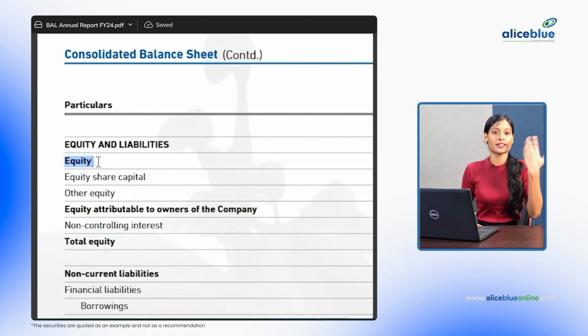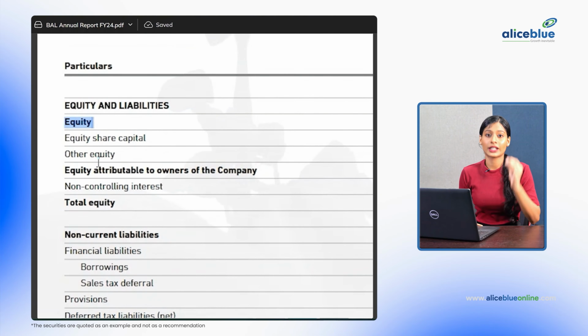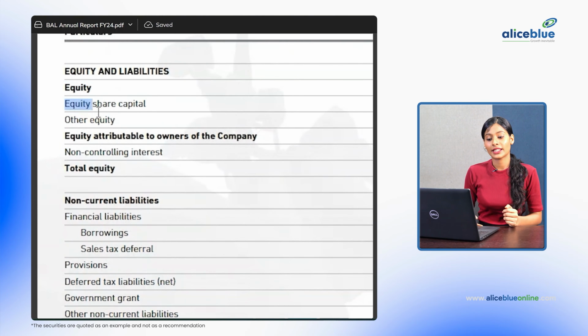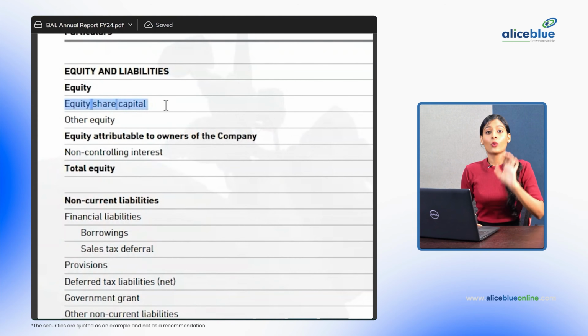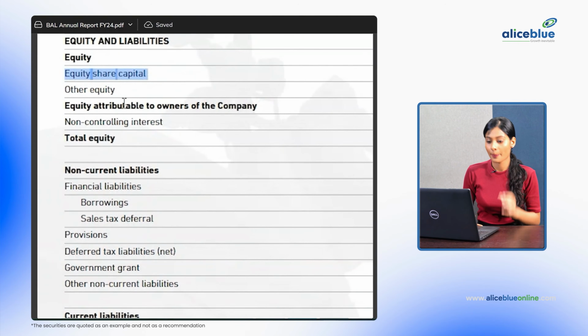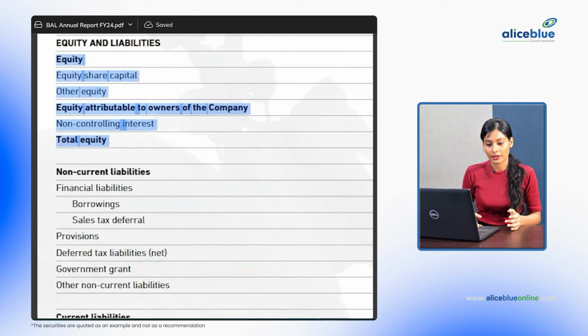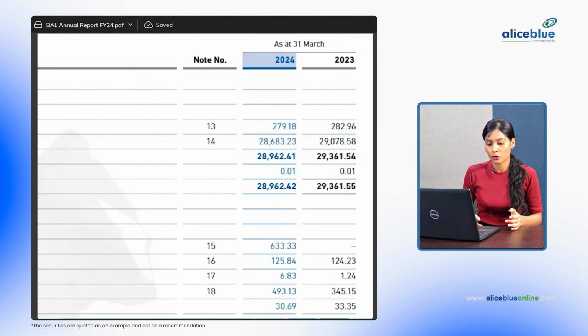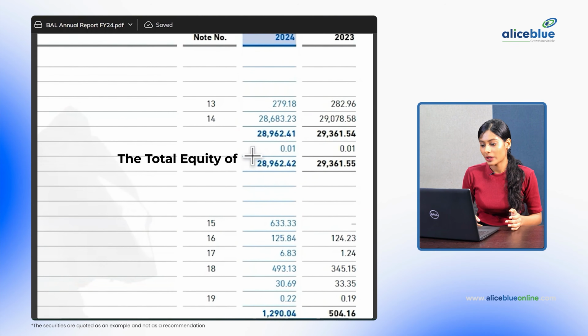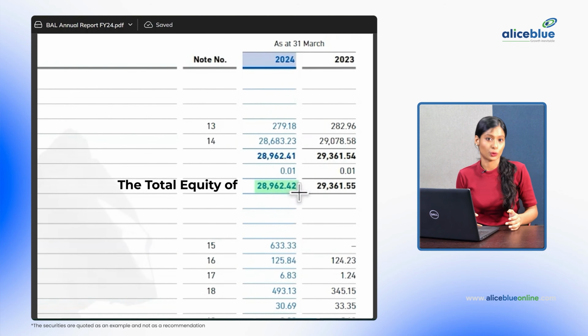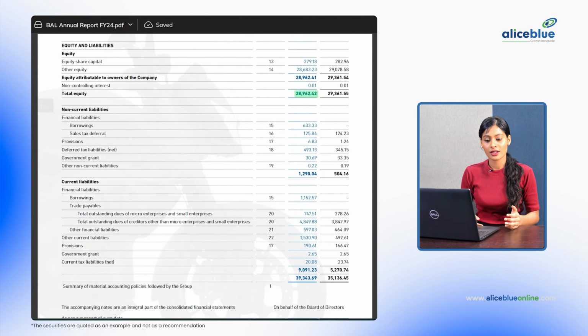Equity, as we discussed before, shows the net worth of the company, under which we can find the equity share capital, which is the money raised by issuing shares to the shareholders of the company. Equity attributable to the owners of the company, as the name suggests, is the money owed to the owners of the company. All of this added together gives us a total equity of 28,962.42.